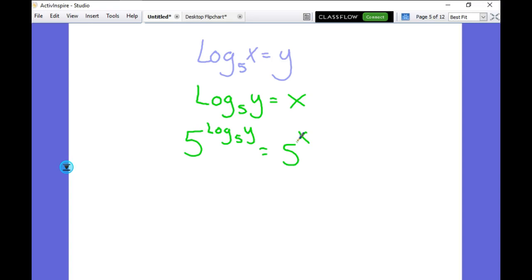So Maya, what happens over here on the left? You cancel out the 5 and the y 5. That's it. That's our final answer.